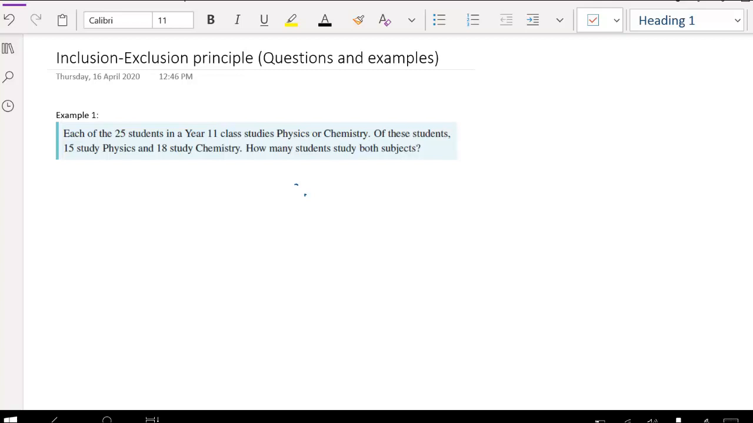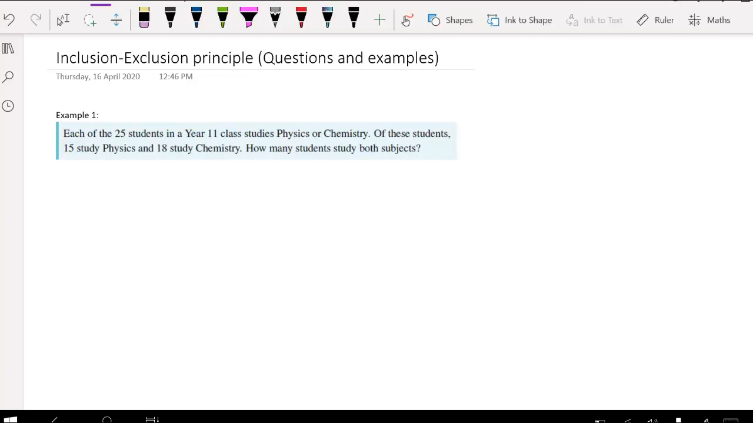This lesson will look at applying the inclusion-exclusion principle in a couple of questions and examples so you can see how it's used. So in this first example, we have a class of 25 students, and it says each of the 25 students study physics or chemistry, which suggests that there's none that don't study one or the other. 15 study physics, 18 study chemistry. So we should be able to say here that the universal set is 25.